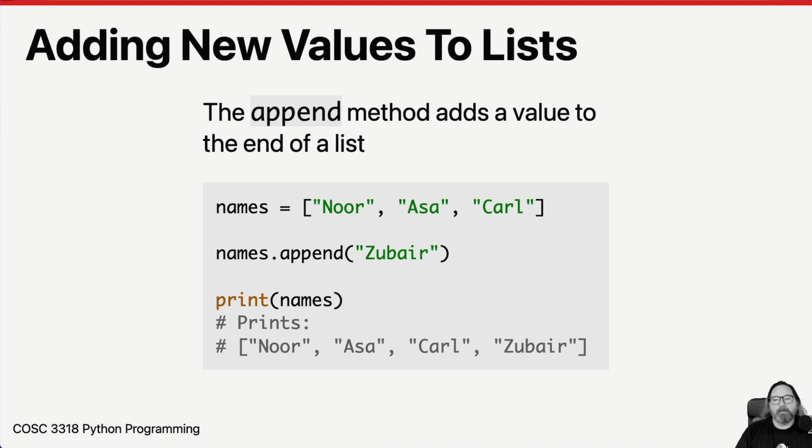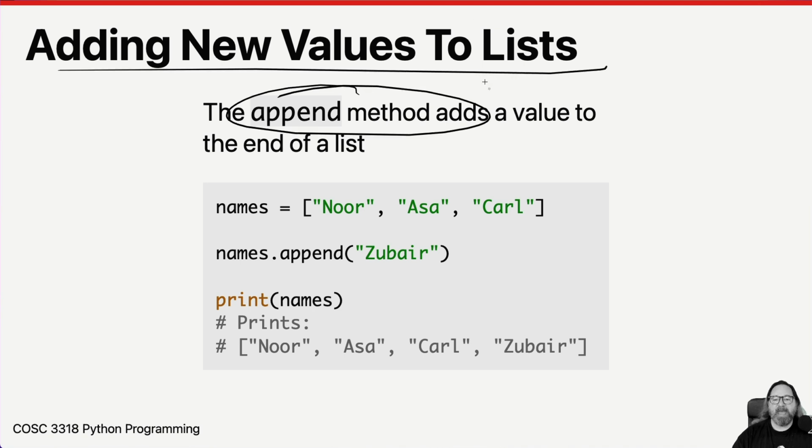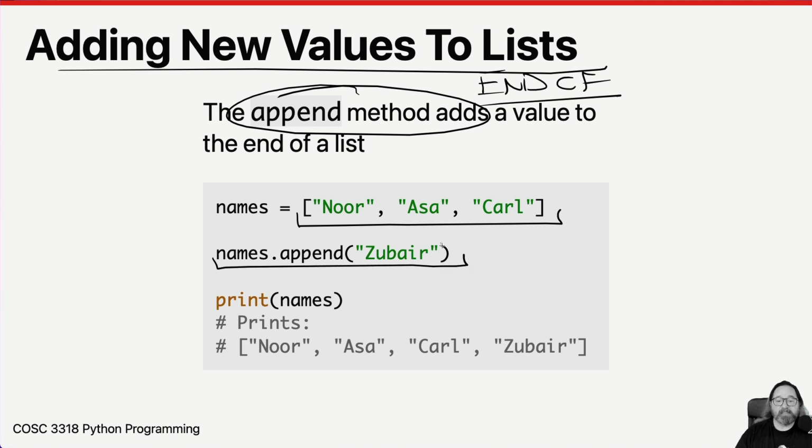So this is probably the most important thing to know about how to work with lists, and that's the append method, which adds new values to the end of lists. End of lists, right there. So if we start off with a list, Nor, Asa, and Carl, and we call names.append, it changes the original list, and it takes this value and puts it here at the end. So we can see now, after we append something and we print it, we get Nor, Asa, Carl, and Super. So append changes the list that you're working with by adding something to the end.